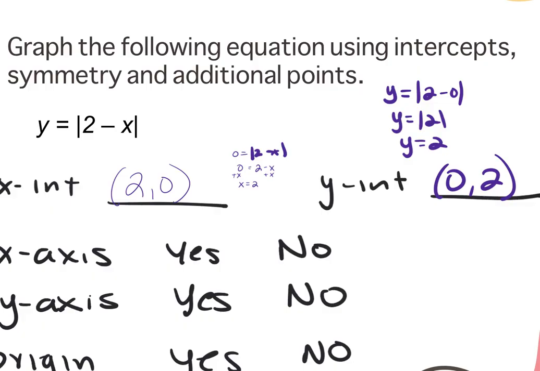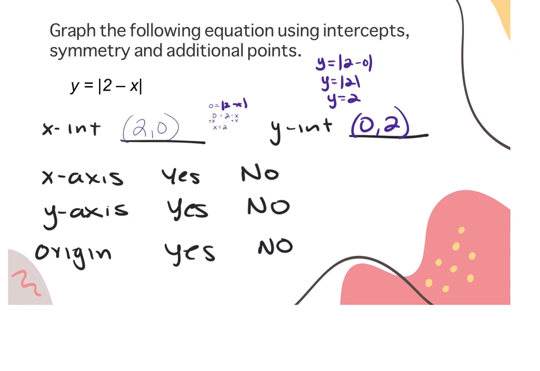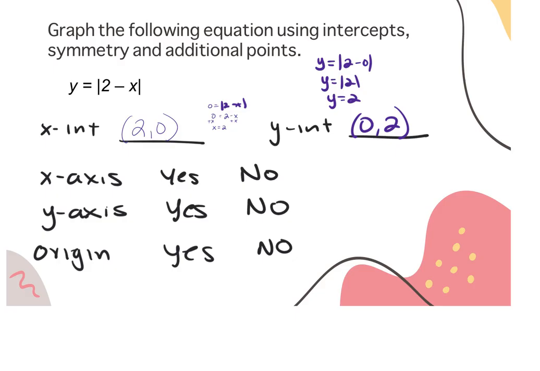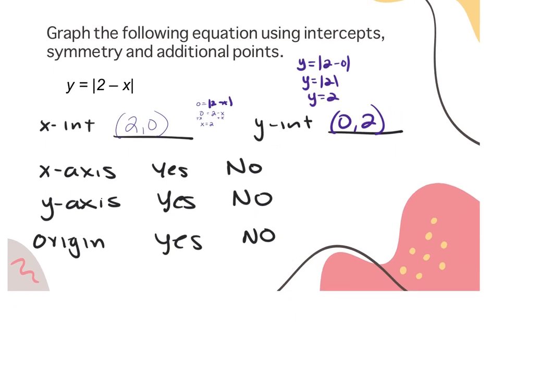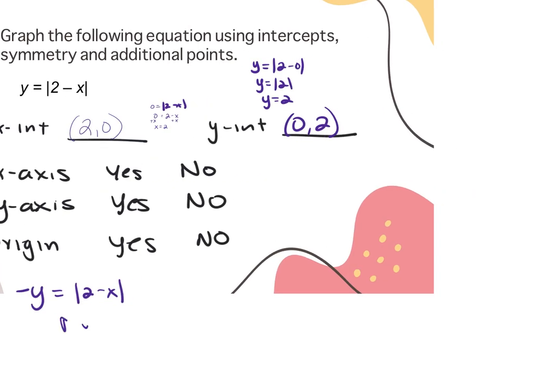All right, then I want to test for symmetry. So if I'm going to try to test for the x-axis symmetry, what do I do? Make y negative. So I'm going to make the y a negative y. And then I would check to see if that can be simplified. Is there something there I can simplify? No. Is it equal to the original? No. Did every sign change? No. So this does not have x-axis symmetry.